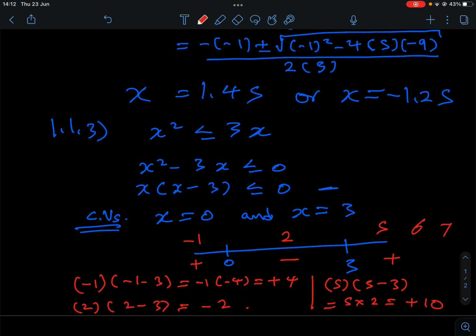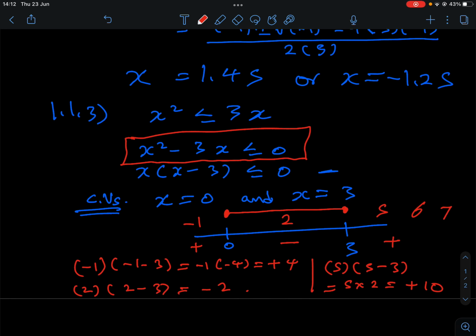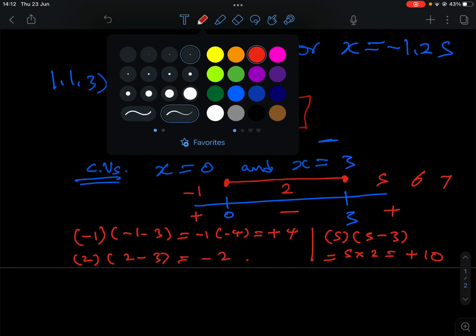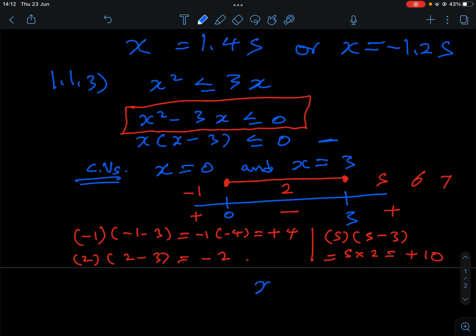So then we are looking for values of x that make this inequality less than or equal to 0. So those values include this 0 here, and the 3 here, and everything in between, where we have the negative sign, where we're getting negative answers. So that's where our answers are. Then how do we write the final answer for this one? The final answer is written as x lies between 0 and 3. That's the answer.